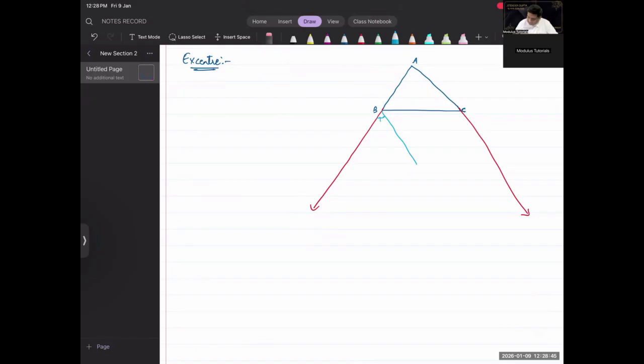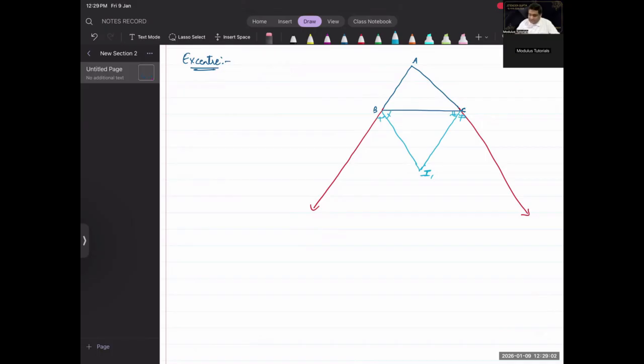External angle bisector. Got it? And here also I'm drawing. So wherever they meet, guys, this point is I1 for me. Got it? So these are external angle bisectors, right?